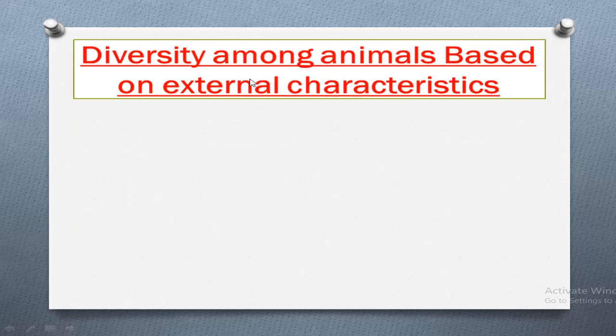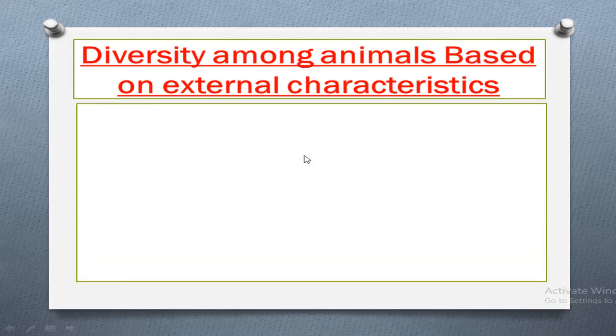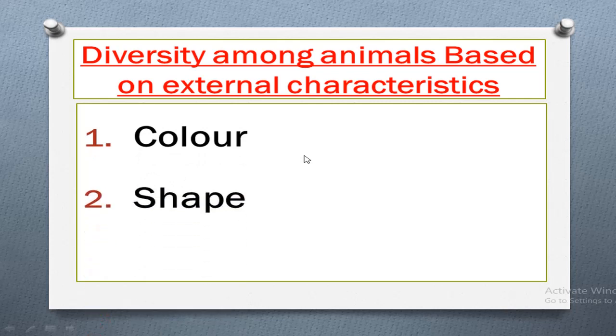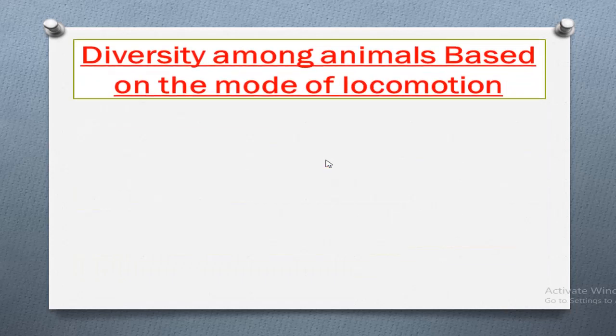Then we will go to our next topic. Diversity among animals based on external characteristics. According to the external characteristics, animals can be divided. What are the external characteristics? Color, shape, and the appendages. According to these external characteristics, animals differ. Right. Next one.